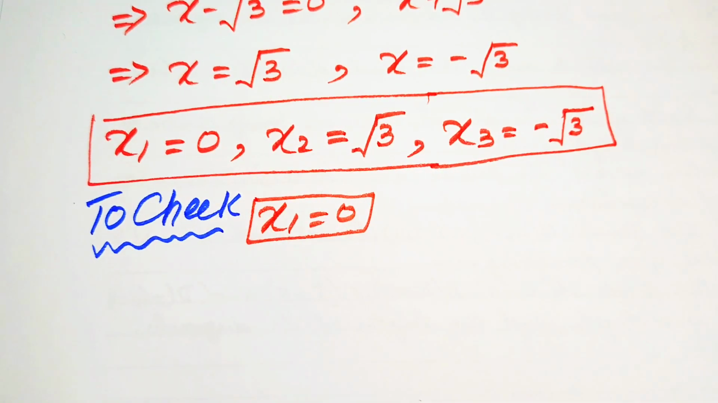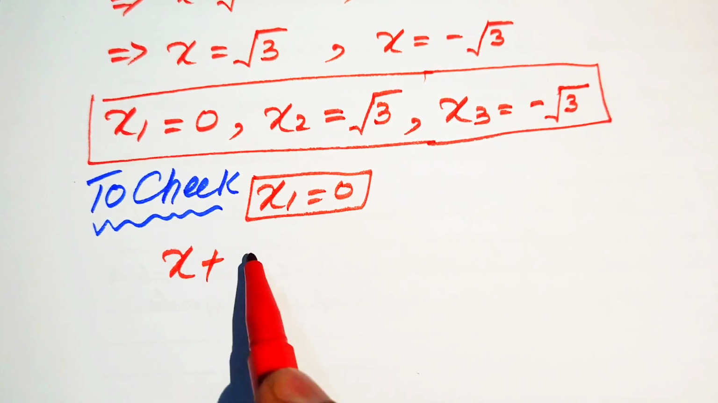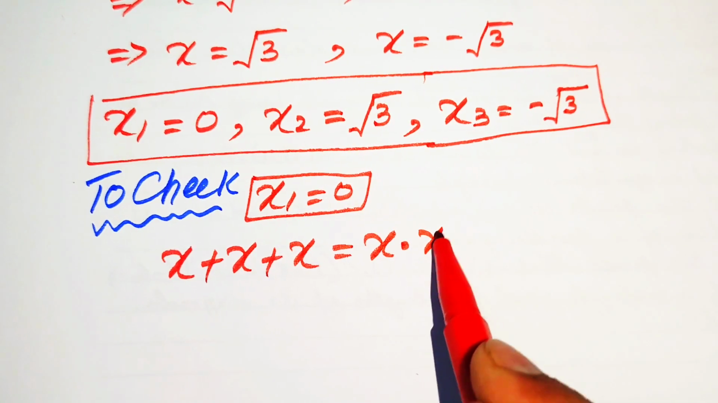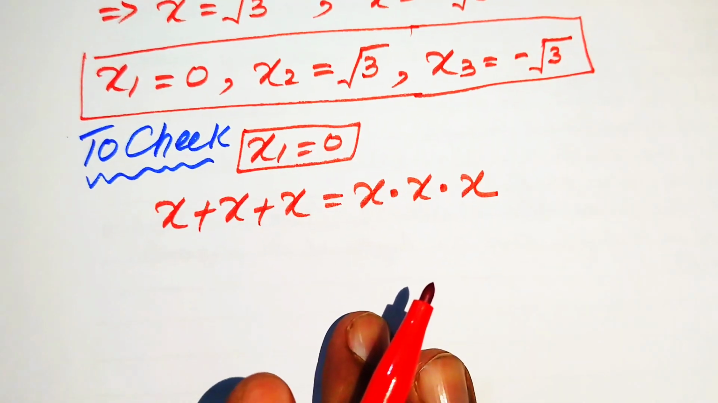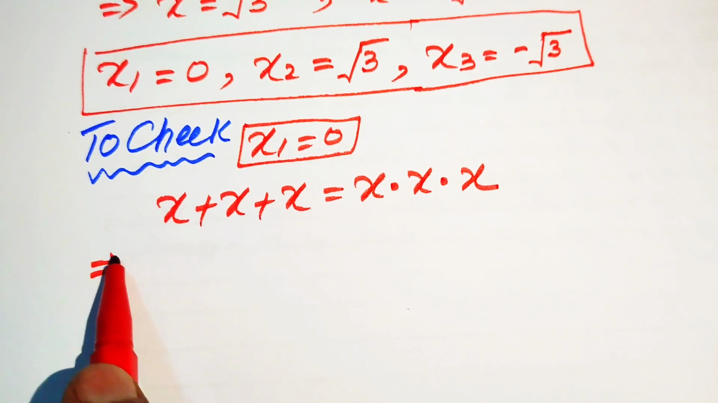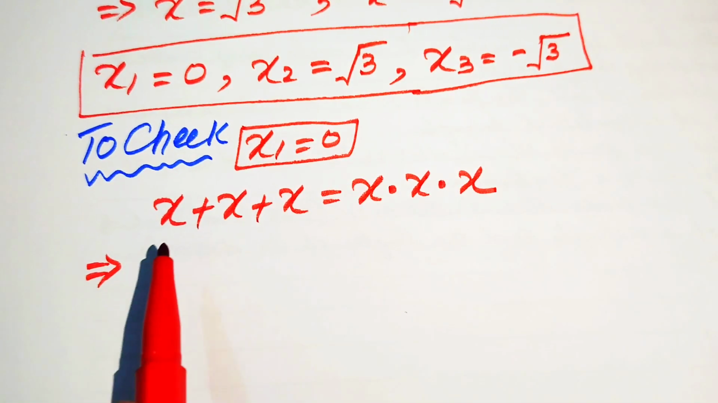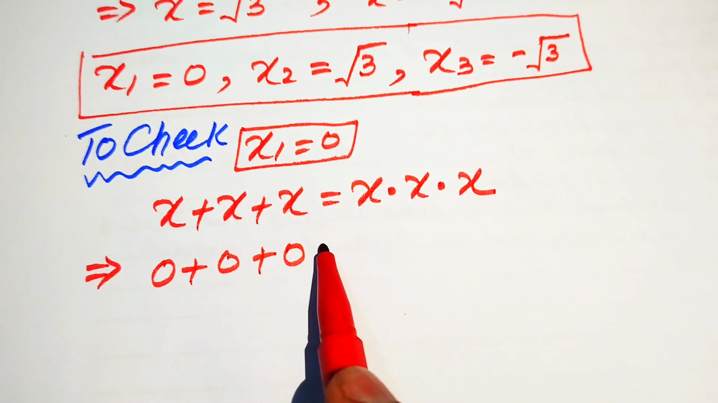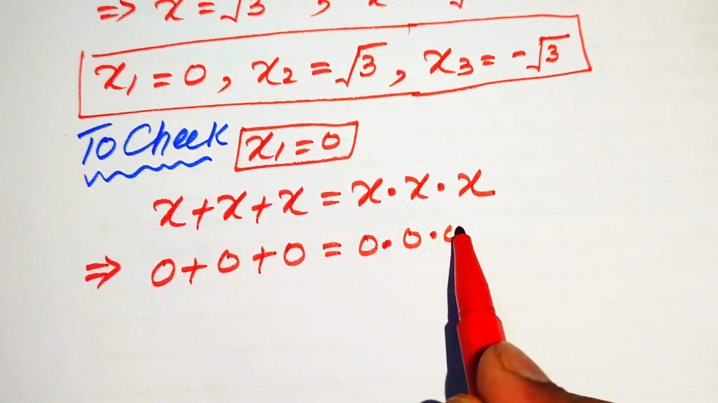So first we copy down the given equation here, so our given equation is written as x plus x plus x equals x times x times x. Okay, so clearly the first root satisfies this equation, because when you substitute x equals 0 on both sides, it will be written as 0 plus 0 plus 0 equals 0 times 0 times 0.